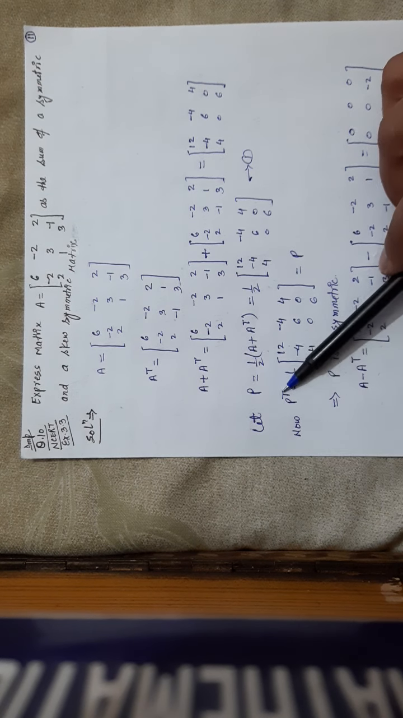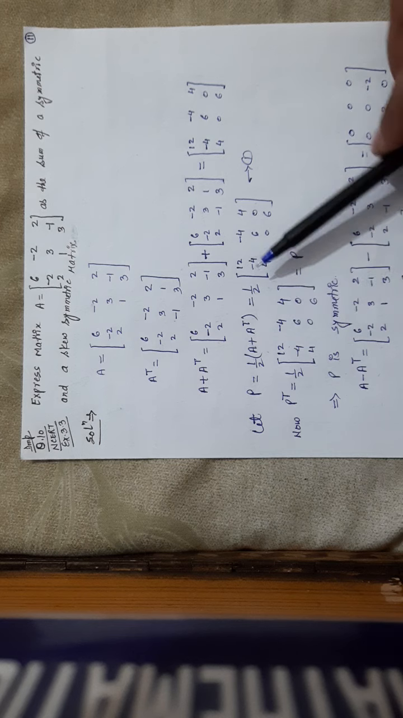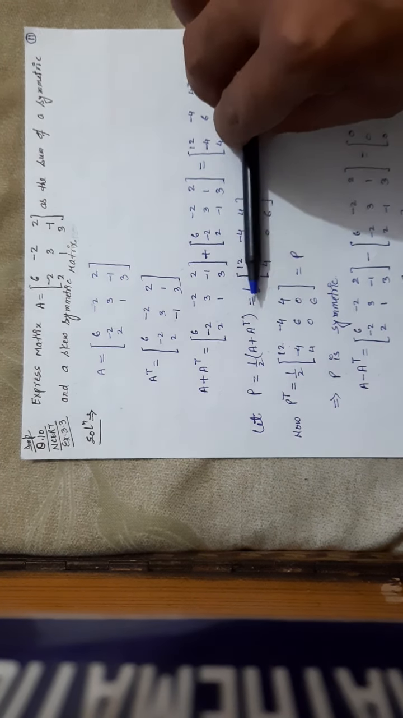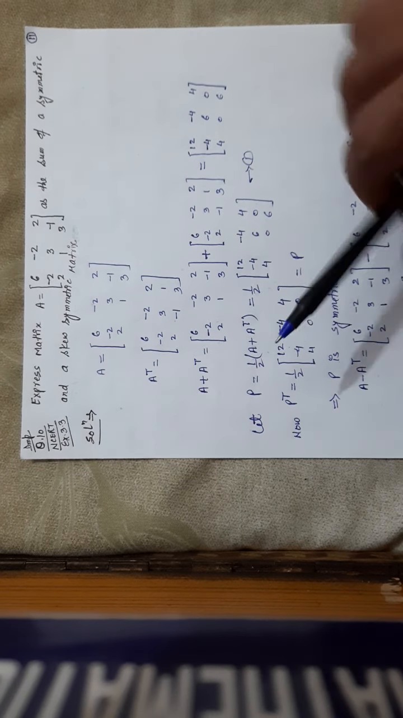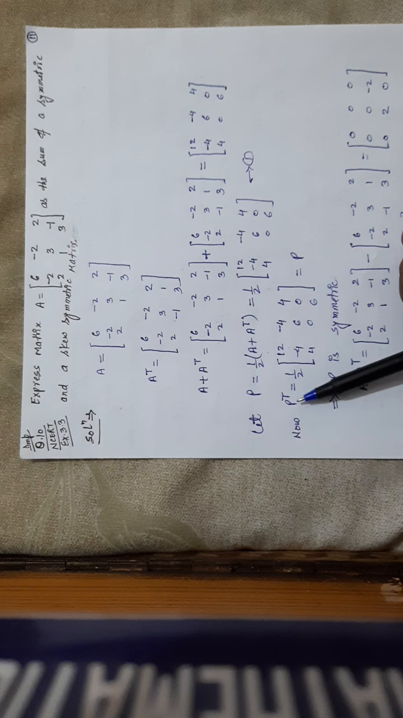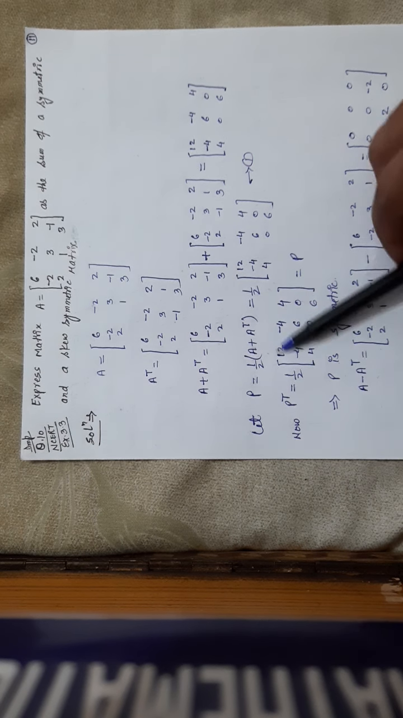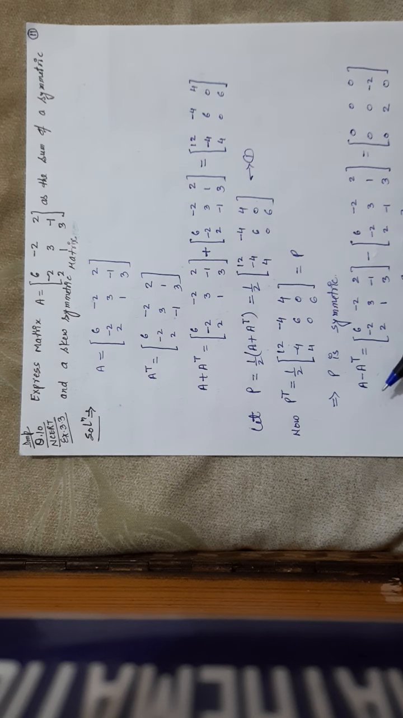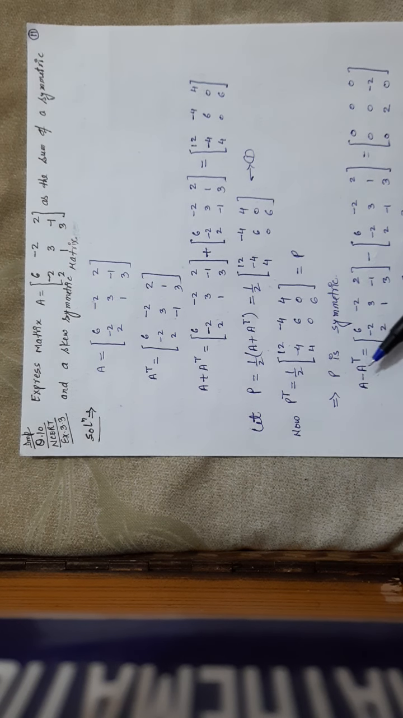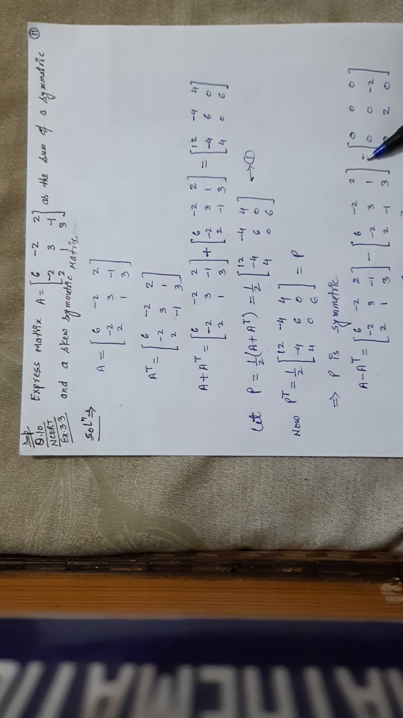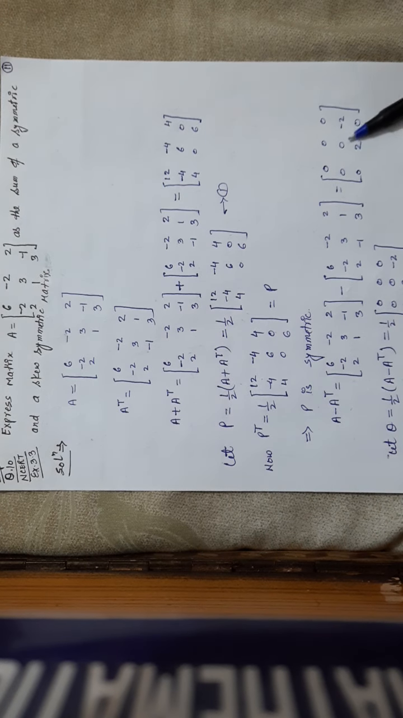So transpose of P will be half of, the first row converted into the first column, the second row converted into the second column, and the third row converted into the third column. So transpose of P is again matrix P. This implies that P is symmetric. Similarly, A minus transpose of A will be this matrix.